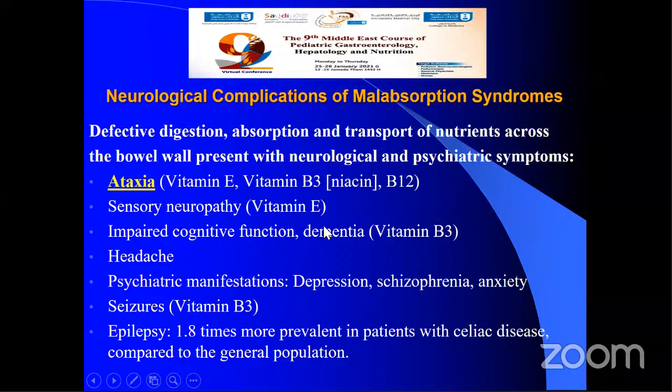So defective digestion, absorption, and transport of nutrients across the bowel wall present with neurological and psychiatric symptoms. They can present with ataxia due to vitamin E deficiency or vitamin D3, niacin as in pellagra, vitamin B12. They can present with sensory neuropathy due to vitamin E deficiency, impaired cognitive function, dementia due to vitamin B3 deficiency, headache, psychiatric manifestations, depression, schizophrenia, anxiety, and seizures due to vitamin B3 niacin, which causes pellagra, and epilepsy.